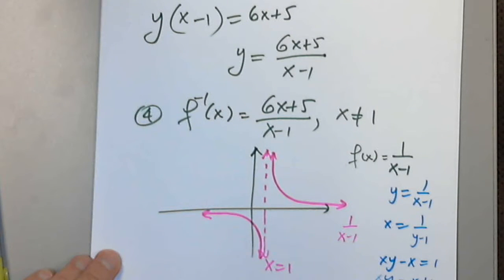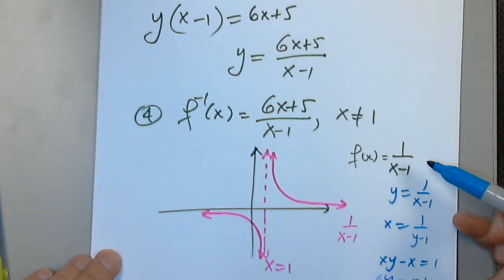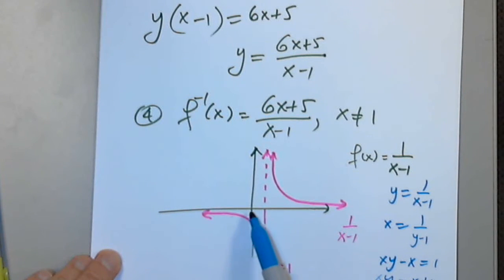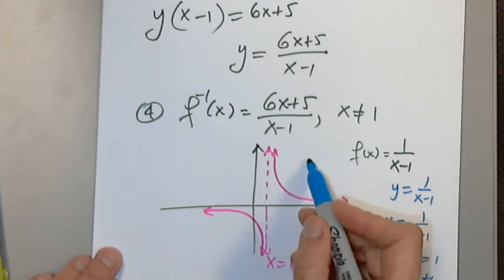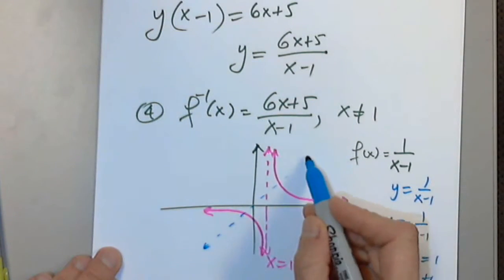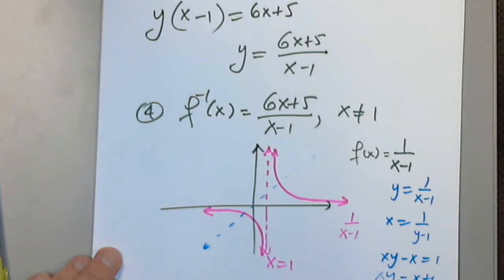So this function will be undefined at 0, right? Because the original function does not have 0 in the range. So when we graph this, it will still be symmetric with respect to y equals x, and it will have a vertical asymptote at 0. So it will be 1 plus 1 over x. So everything will work out fine.